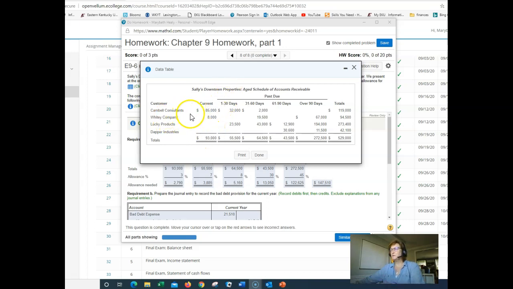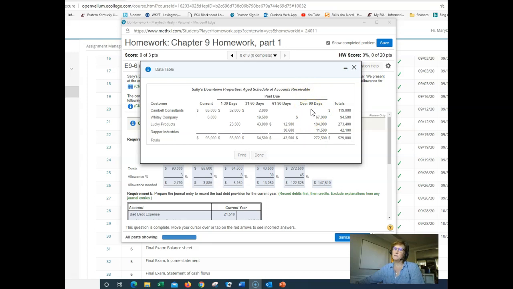So looking at Campbell Consultants, they have $85,000 that they owe us for current period sales. They're not late at all, but the past due ones, 1 to 30 days, is 32,000, and then they're a little bit later than that on a couple thousand. Let's take a look here at Dapper Industries. They don't have any current or recently outdated, but look at here. 61 to 90 days, they owe us over $30,000, and this 11,500 over 90 days. So as we get to this later column, it becomes less likely that we're going to receive this money.